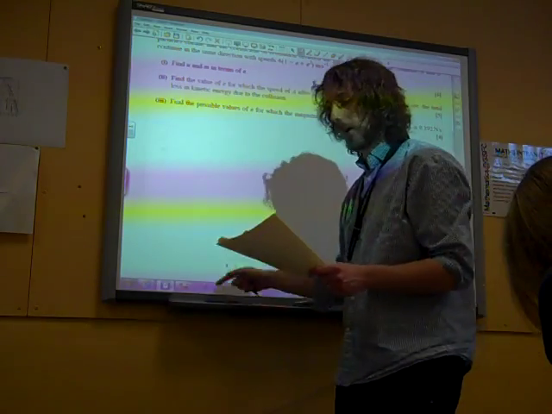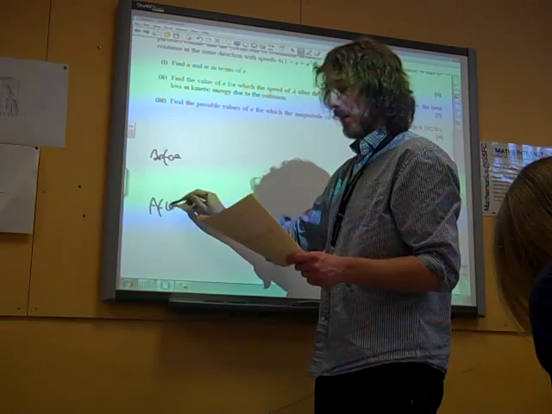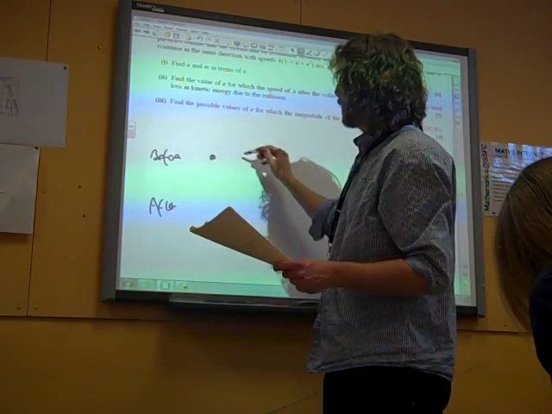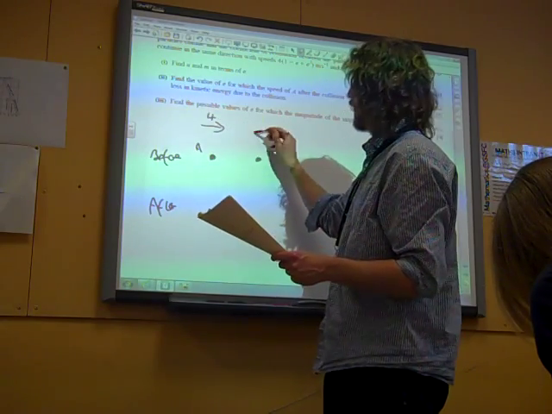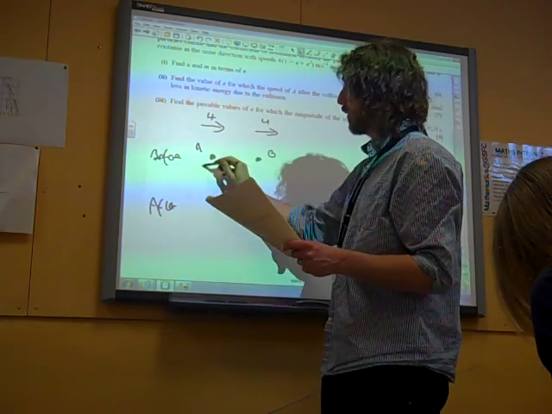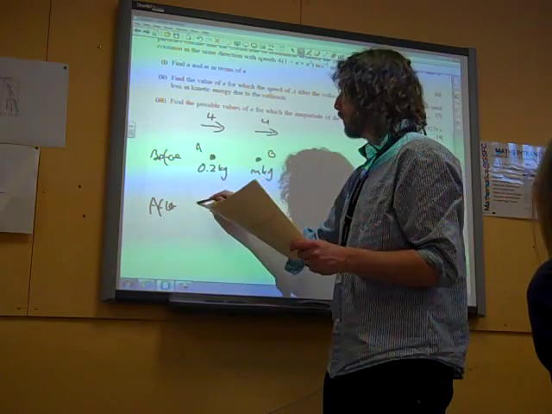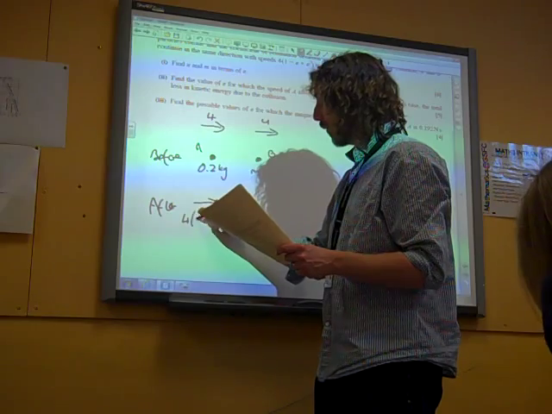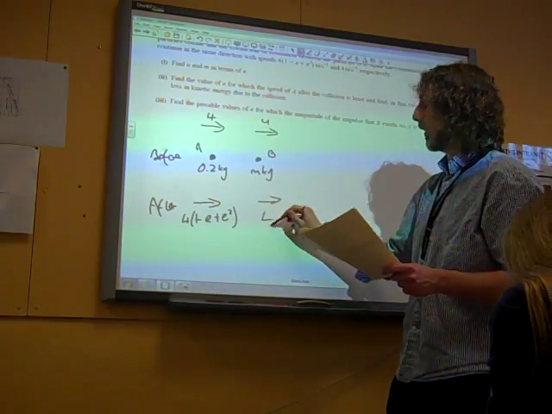So I did my little diagram I always like doing for these. So here we've got a before and after. Here they are, A and B. The question has told us that that is 4 and that is u. That's 0.2 kilograms, that's m kilograms. Afterwards we've got that one with 4(1 - e + e²), and this one is now 4.